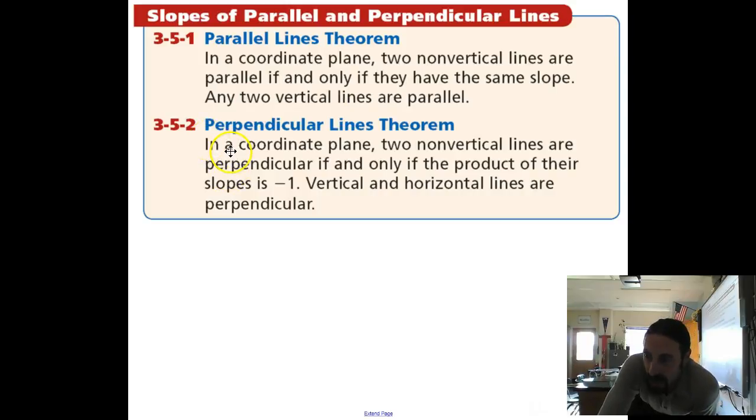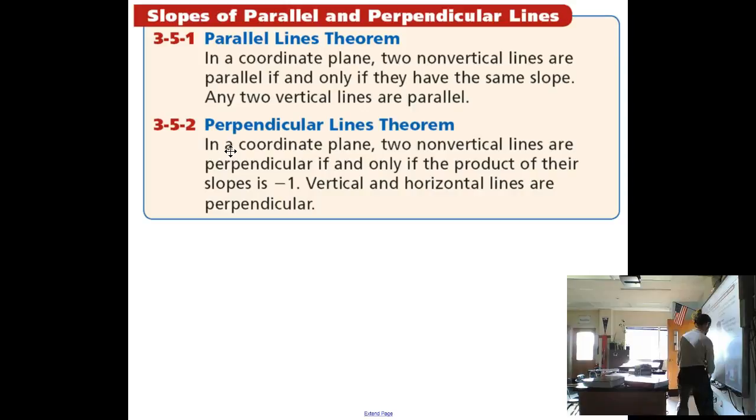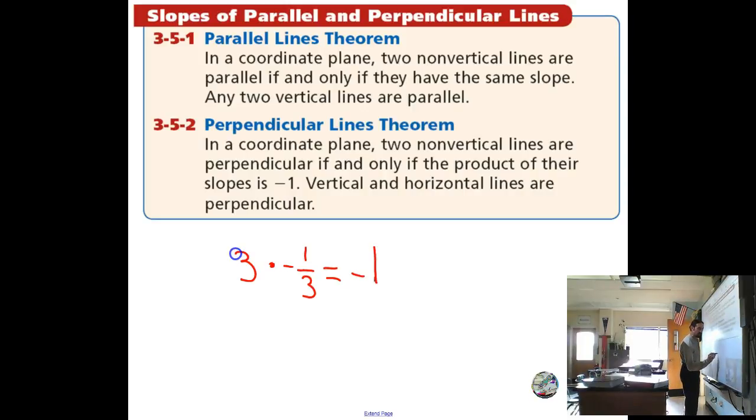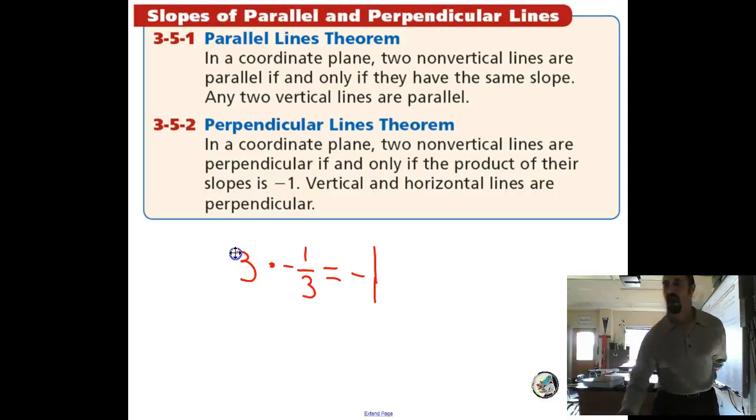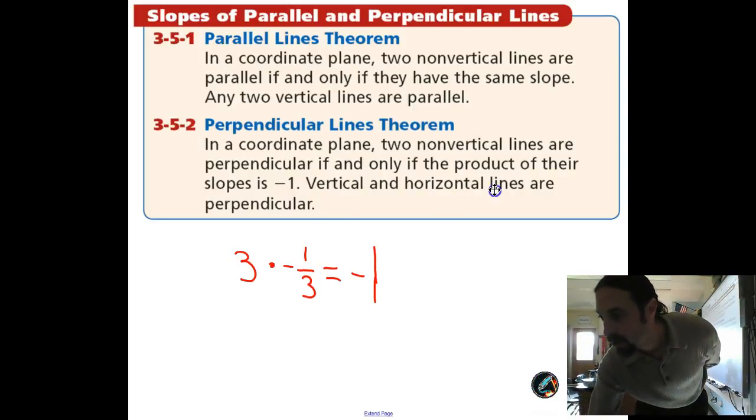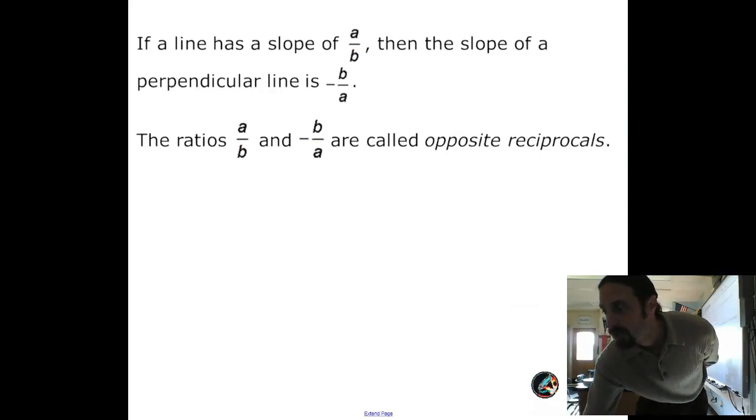The perpendicular lines theorem says, in a coordinate plane, two non-vertical lines are perpendicular if and only if the product of their slopes is -1. Which means if the slope of one line is 3, the slope of a line perpendicular to it is -1/3. If you multiply these together, you get -1, and that's a way to check. Vertical and horizontal lines are perpendicular. Well, of course they are. That makes perfect sense.